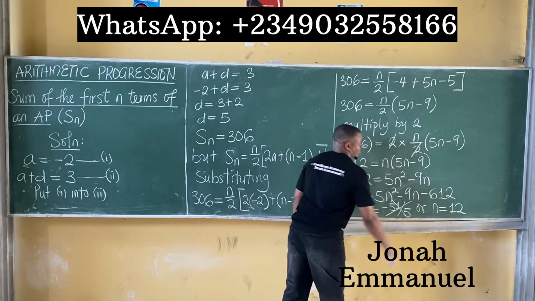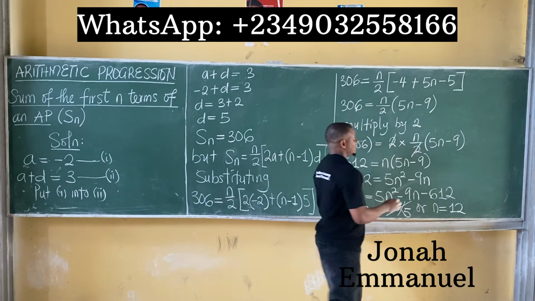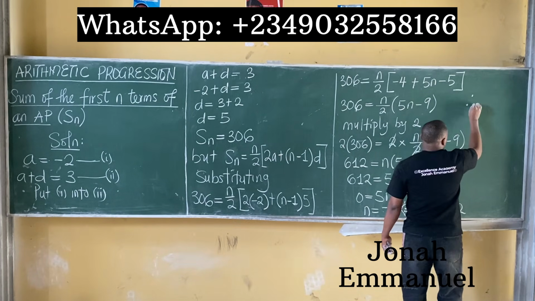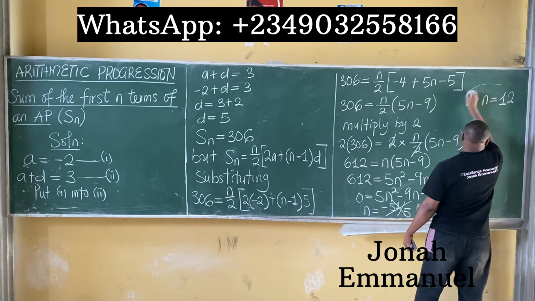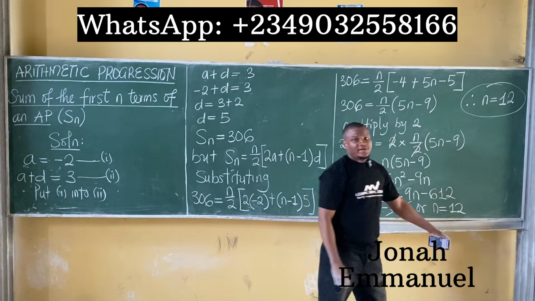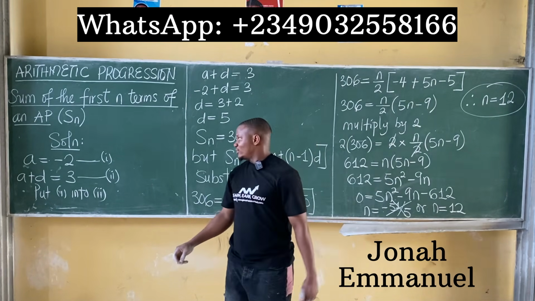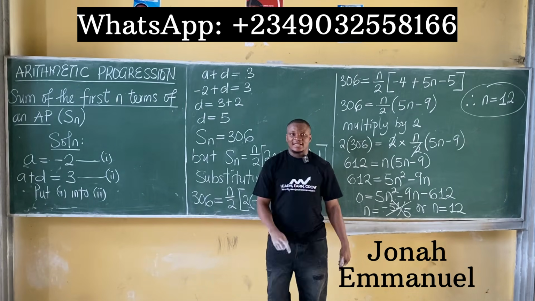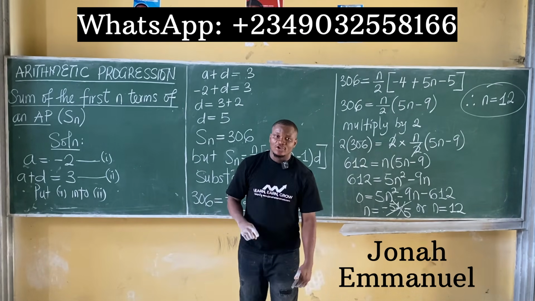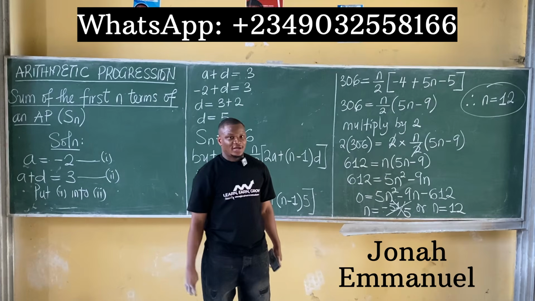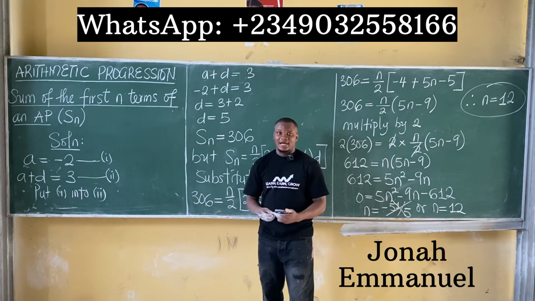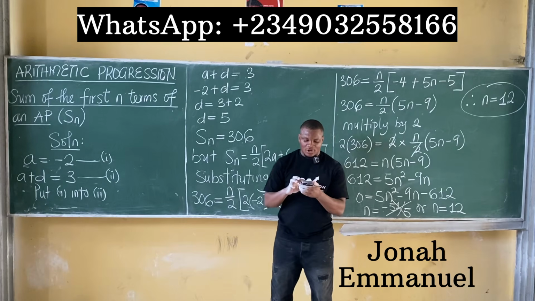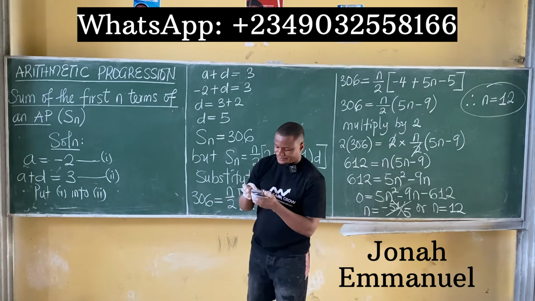So instead, we take what? The positive value. Therefore, n is equal to 12. So the correct answer there is 12. They ask you how many terms would you sum for you to get 306. The correct answer is 12. You have to sum 12 terms to get 306. So this is how you solve questions on sum of an AP.